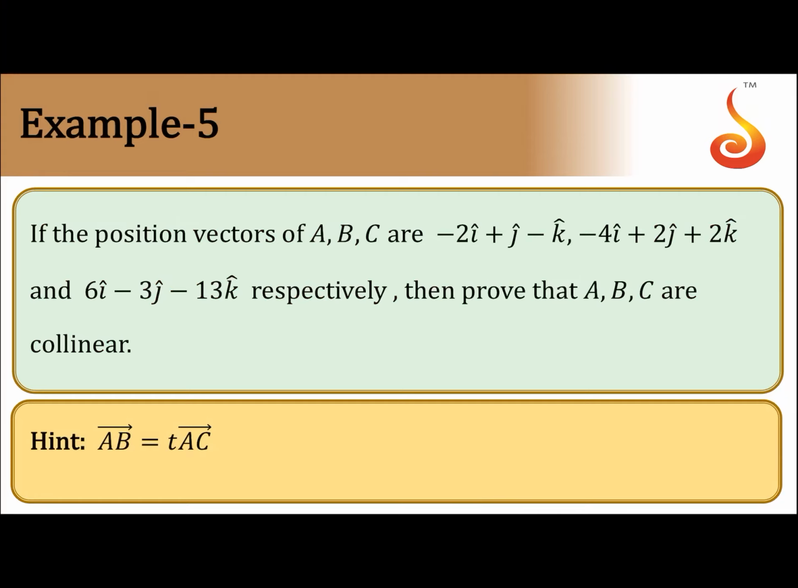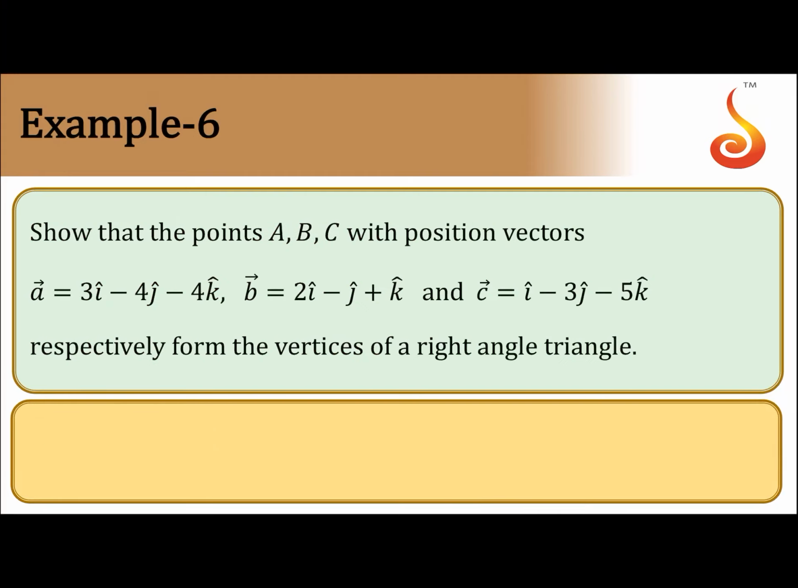Okay, that's about the collinearity of points. Next, example 6. Show that the 3 points with the position vectors respectively form the vertices of a right angled triangle. Very, very important one. So many times it has come for the examination, the final board exam. So be careful in simplifying this one.